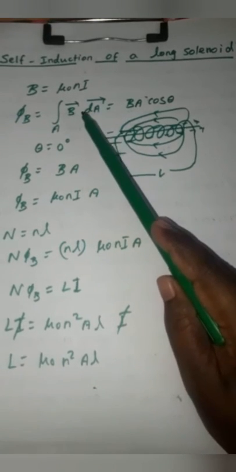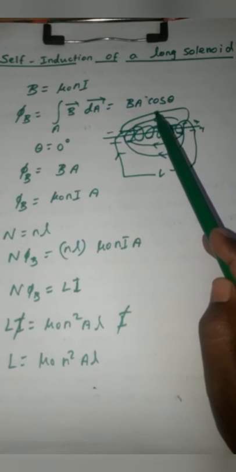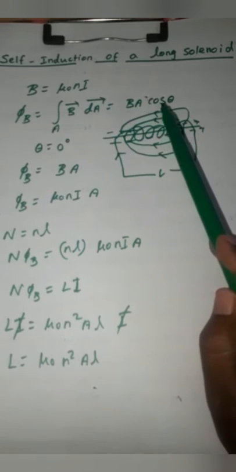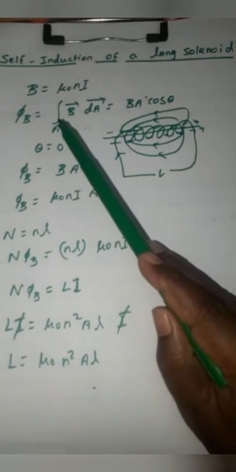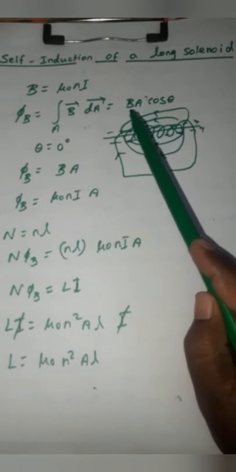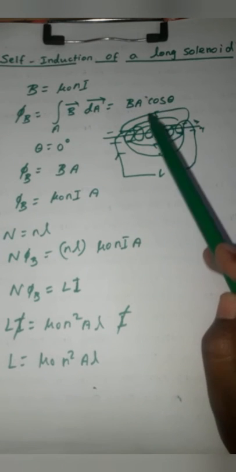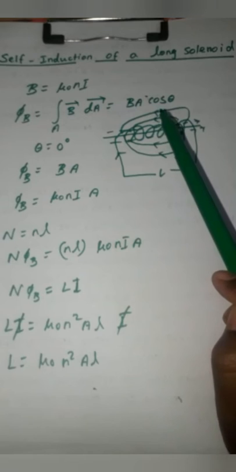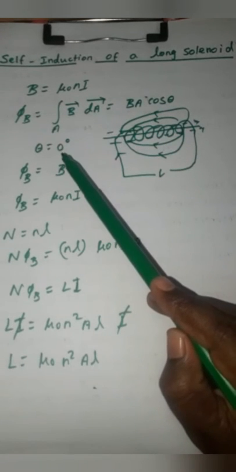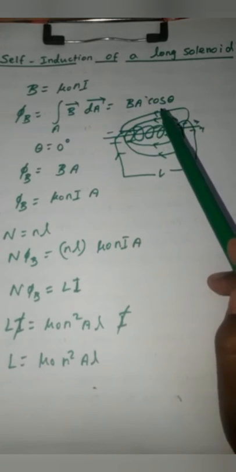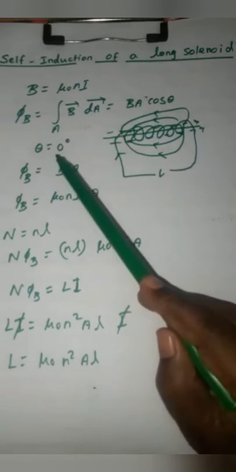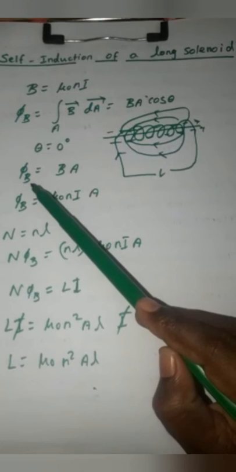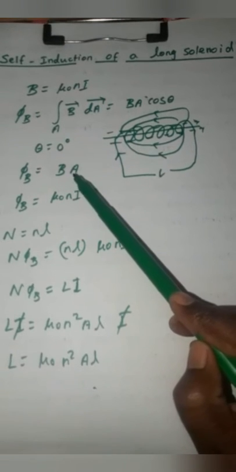When we remove the vector quantity, we have to introduce a scalar, that is cos theta. The integration of dA gives us B A cos theta. Here there is no angle present, so theta is 0 degrees, and cos 0 is 1. So the flux phi B is equal to BA.